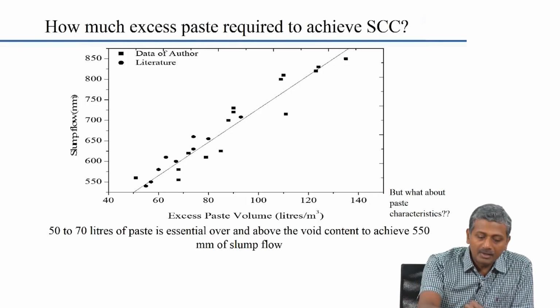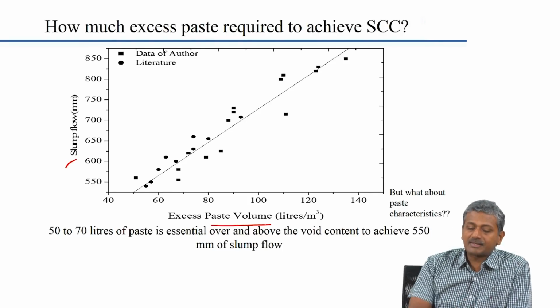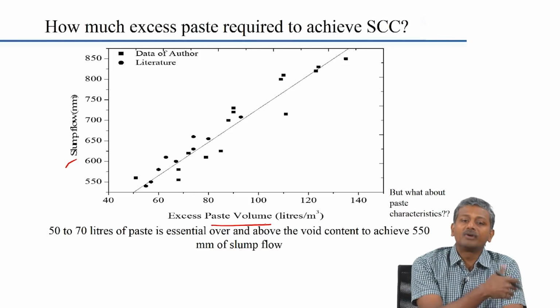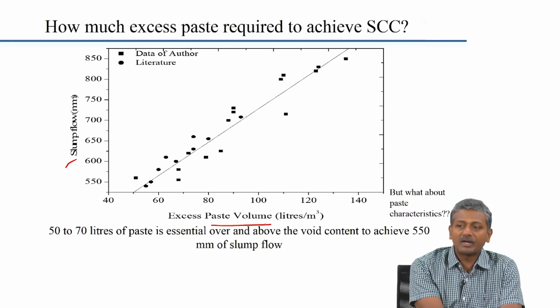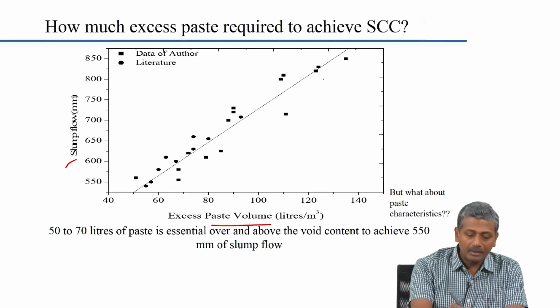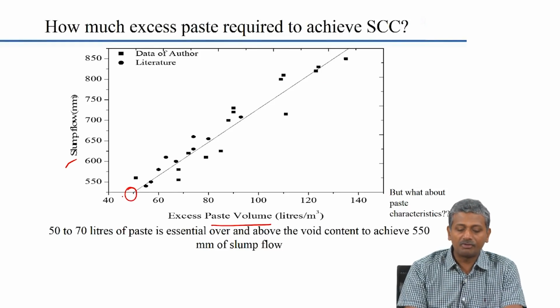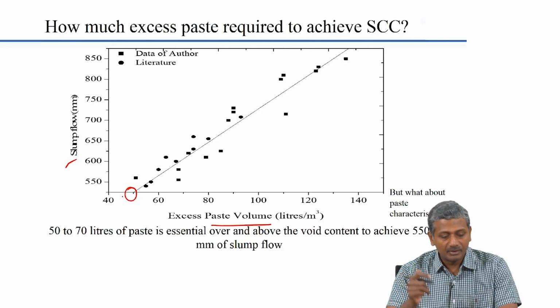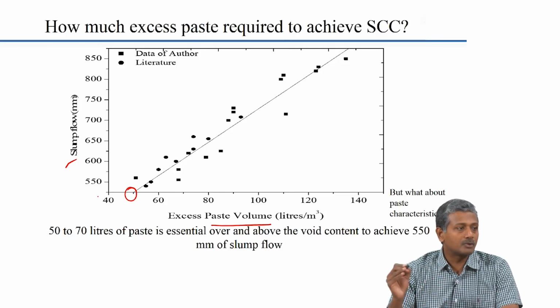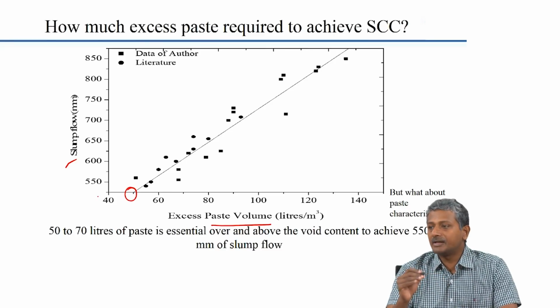So here slump flow is plotted against the excess paste volume. What do you mean by excess paste volume? It is the volume of paste over and above the void content left behind by the aggregate. So here again you get a very good relationship, and it intercepts the x axis at around 50. That means you need at least 50 liters extra of paste to really have a slump flow which is above 500 millimeters. So usually in most self compacting concrete applications you will see the slump flow required will be above 500, 550 millimeters.